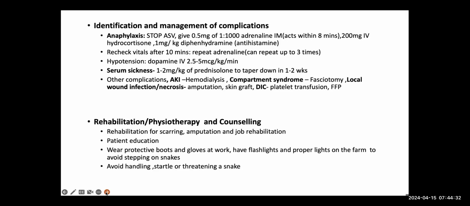For the type 1, you want to stop your anti-venom first. Then you give your adrenaline, preferably IM, that's 0.5 milligrams of 1 in 1,000 adrenaline. You also want to give hydrocortisone 200 milligrams IV, and an antihistamine, phenylhydramine at 1 milligram per kg. Then you keep rechecking the vitals every 10 minutes. But it's important to note that you will not stop the anti-venom permanently despite this reaction. You will just pause, treat the reaction, but you will still give your anti-venom at a diluted dose.